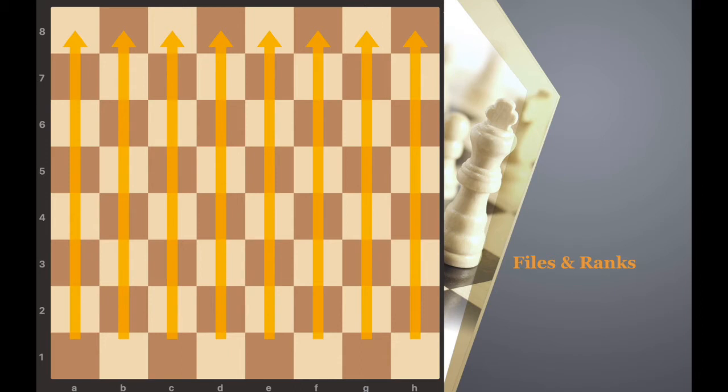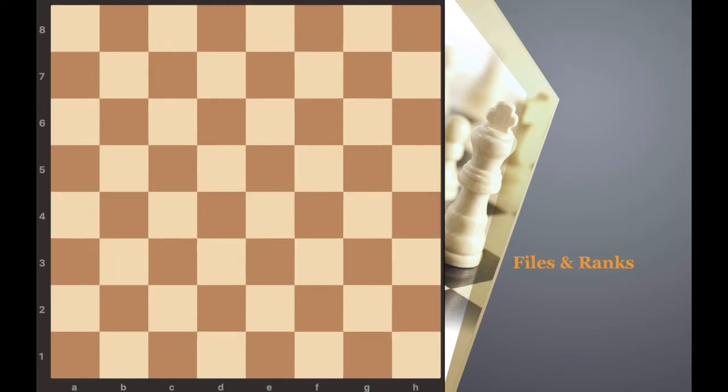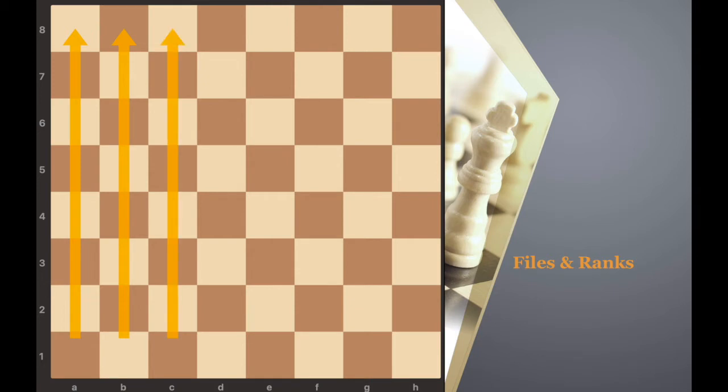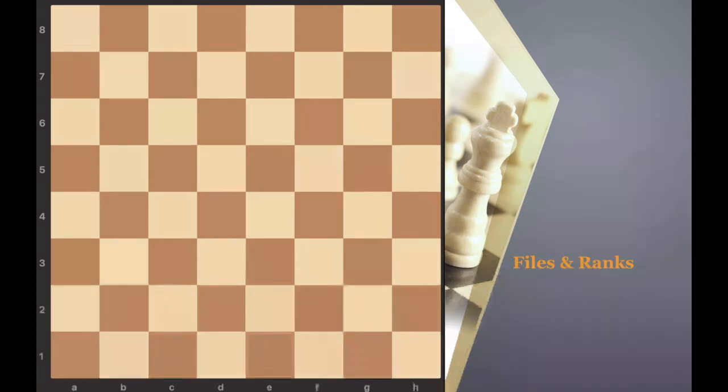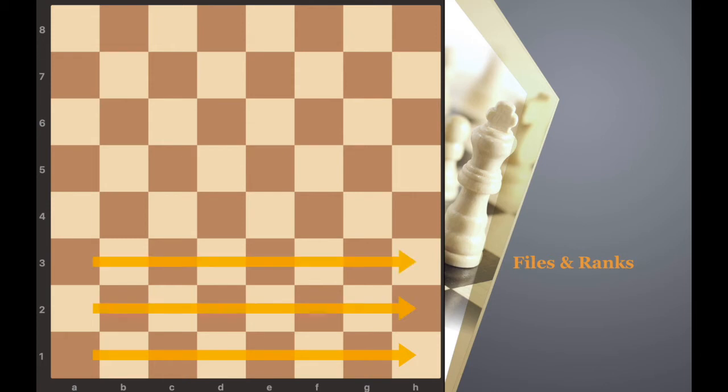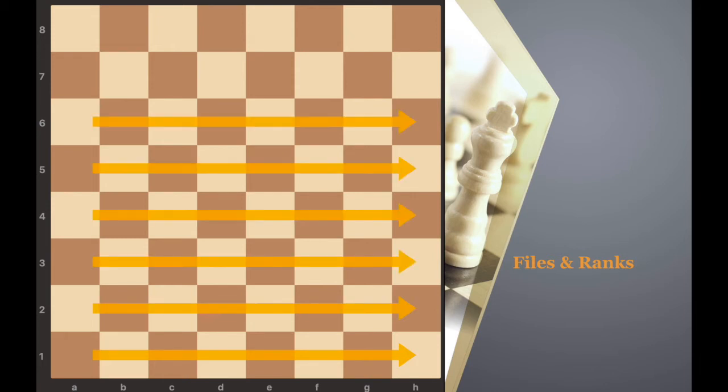There are columns, the vertical lines, which are called files. We have 8 files starting from A, then B, C till H. Then there are rows, the horizontal lines, which are called ranks. There are 8 ranks named as first rank, second rank, third rank and so on till 8th rank.